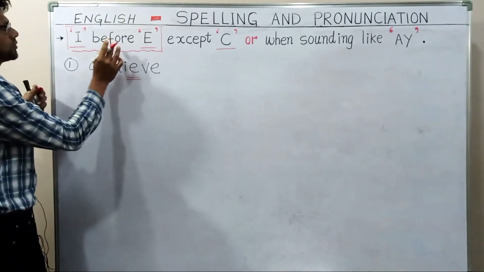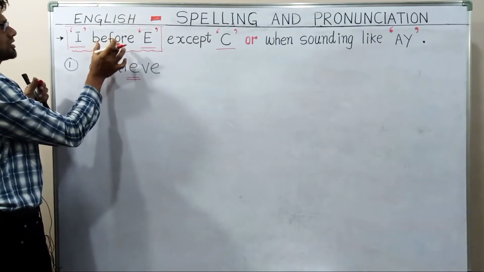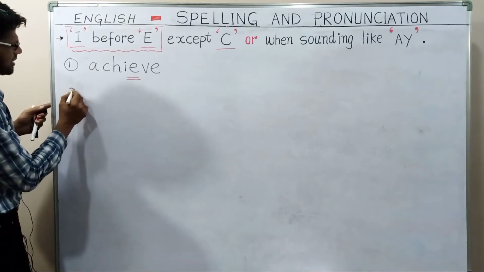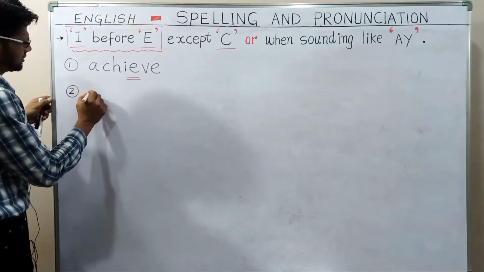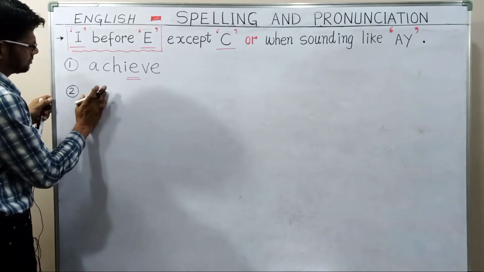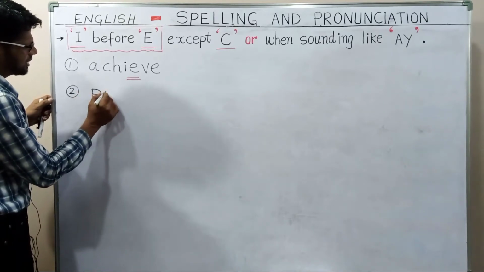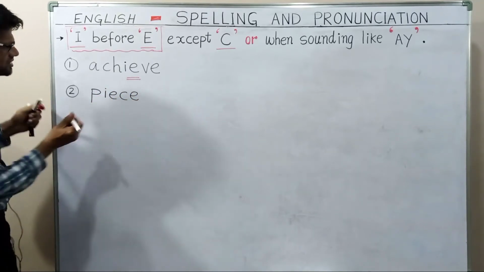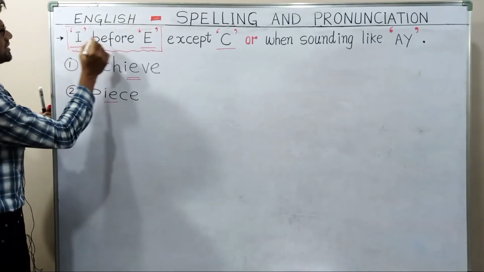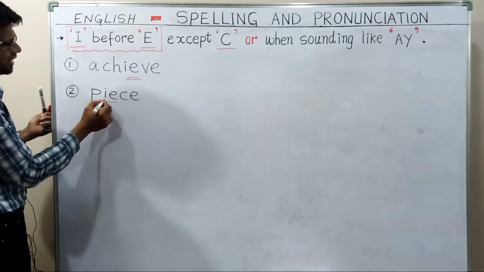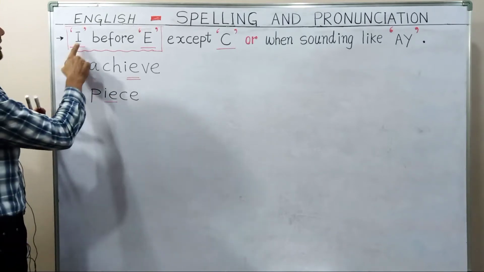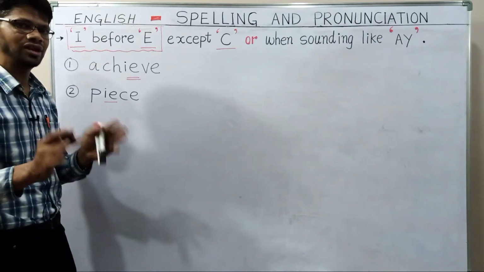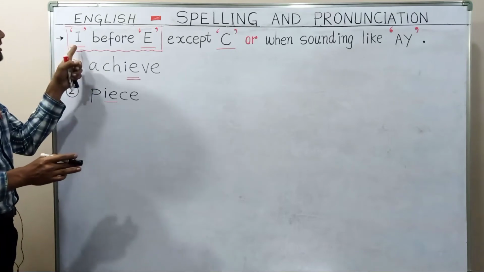We are just focusing on one part here only. So the word achieve is there. And if I write another word, for example, peace, P-I-E-C-E, peace. You can notice here we have the word peace, and in it I and E. So I will be before E. In such types of words, most of the words of the English language take I before E.